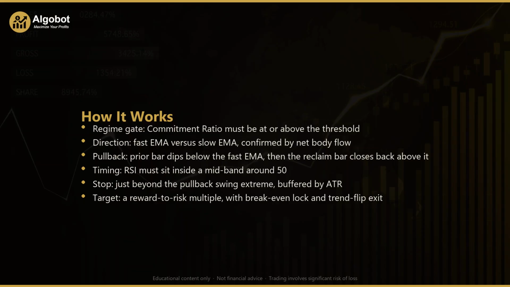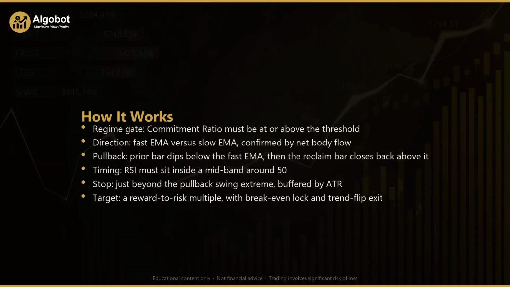Next comes direction, and the strategy demands a double confirmation. For a long, the fast-moving average must be above the slow-moving average, and the net body flow, which is the sum of close minus open over that same window, must be positive. Both the moving average relationship and the raw order flow have to agree on up before a long is allowed. A short is the exact mirror.